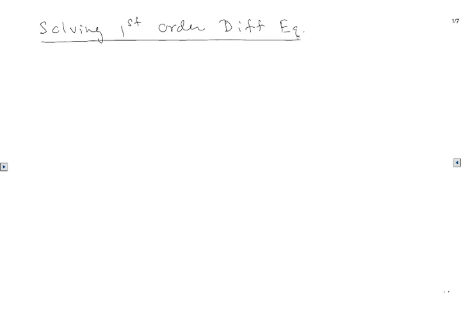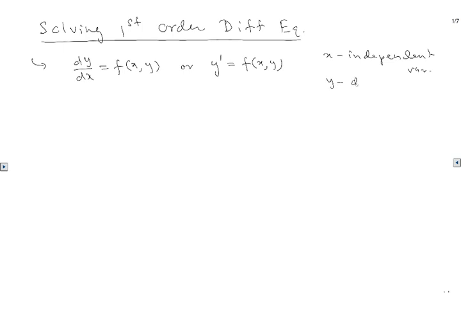So what is a first order equation? You can write a first order equation as dy over dx equals a function of x and y, or you can write the same thing as y prime equals f(x, y). If there is no confusion, we write it like that. We assume that x is the independent variable, and then we assume that y is the dependent variable.